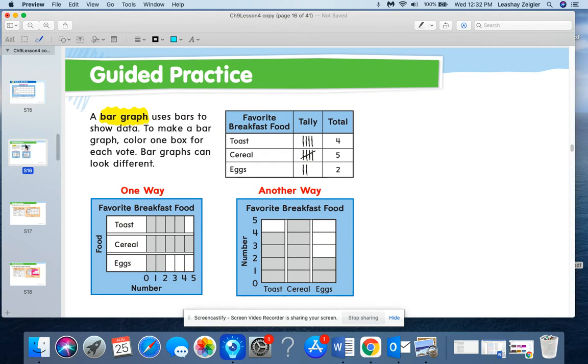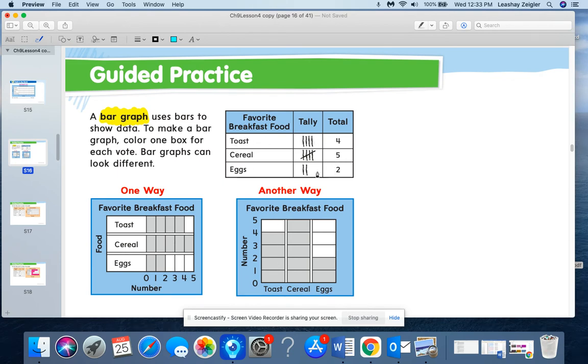So today's word is bar graph, right? These are bar graphs. Some are horizontal and some are vertical. Depends on which way the numbers go, right? Some are side to side, which is horizontal, and some are vertical, up and down. But they are all bar graphs because of the way that we highlight them or we use our data to fill them in. So it says a bar graph uses bars to show data. To make a bar graph, color one box for each vote. Bar graphs can look different, and they're showing you the different ways they can look.